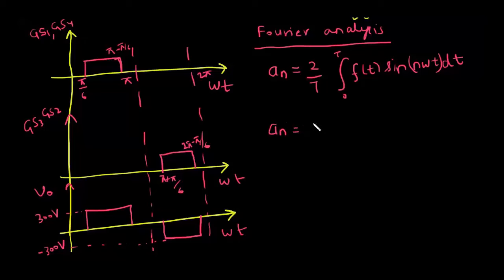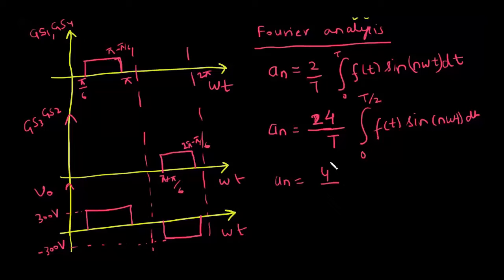Or you can write, if the signal has half-wave symmetry, this integral reduces to 4 by T, 0 to T by 2, f(t) sine n omega t dt. So let's apply this formula to V naught. For V naught you can write 4 by 2 pi, 0 to pi, V naught sine n omega t d omega t.